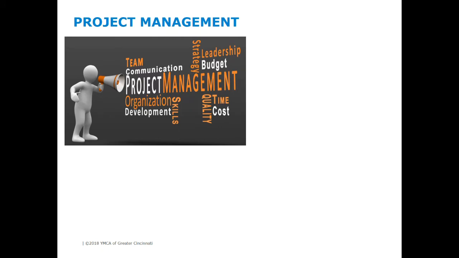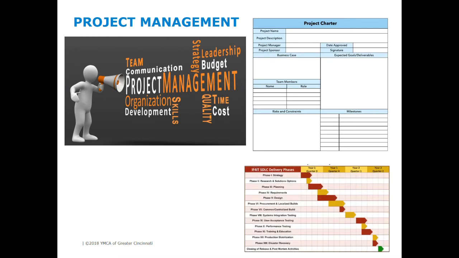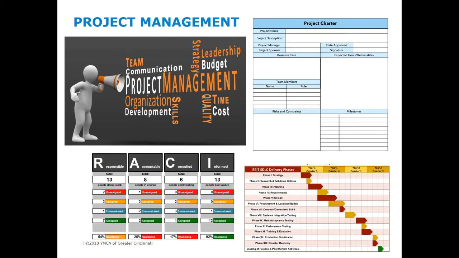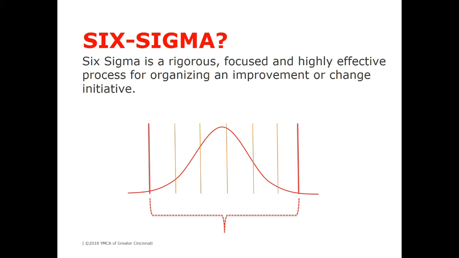Let's start by talking about project management. Learning some basic project management tools will help us plan, organize, and execute projects with greater confidence and clarity. We will learn how to build a team, plan, manage, and close out a project by using such tools as a project charter, a project plan, and a RACI. We are also going to learn about Six Sigma and how it is a rigorous, focused, and highly effective process for organizing an improvement or change initiative.